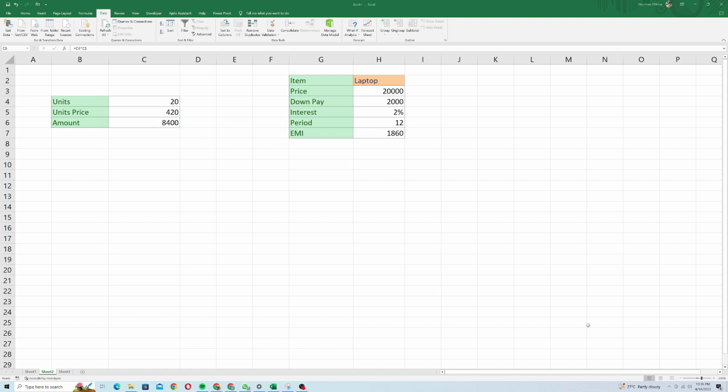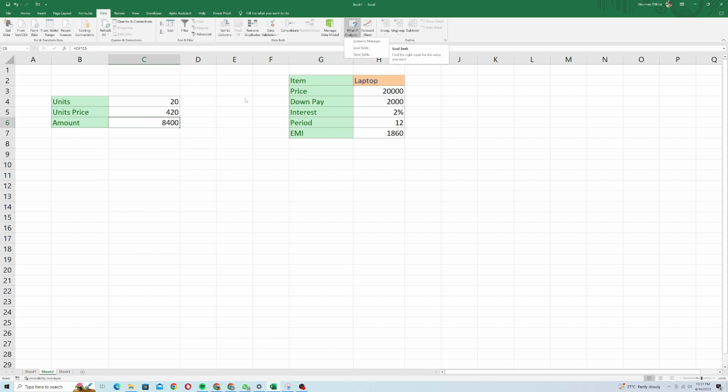So let's see. I will click on the amount, and I will go back to the goal seek option, and I will change the value to 10,000, and I will say by changing the cell, first I will say how many units I have to sell at the same price to achieve 10,000 amount of sale. So I will click on OK. So it's telling me that approximately I should sell 24 units at the price of 420 per unit to achieve 10,000.